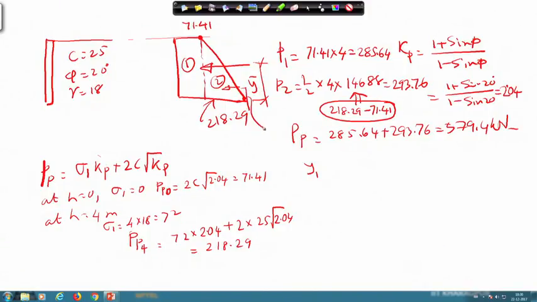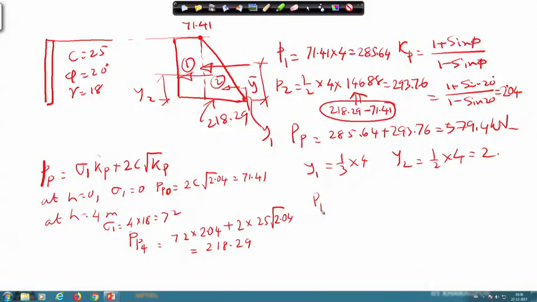Okay, so this is y1 and this is y2. This height is y2, the middle of the triangle. So y1 will be 1/3 of 4 meter, because I am considering the entire triangle, and y2 is equal to half of the entire, so 2 meter.